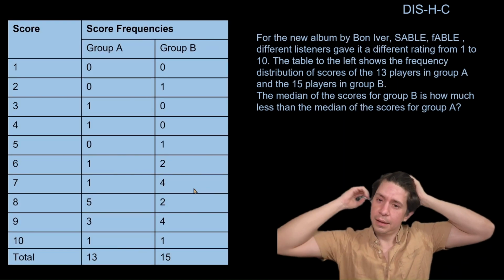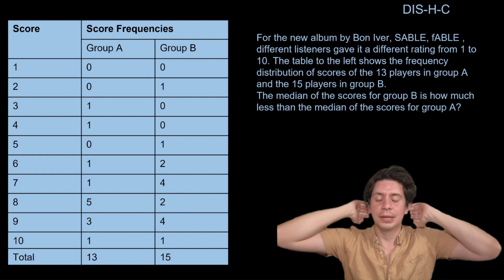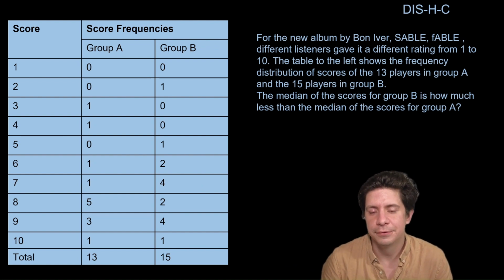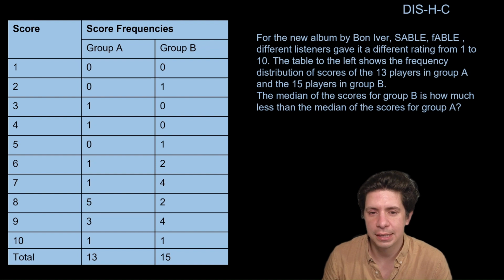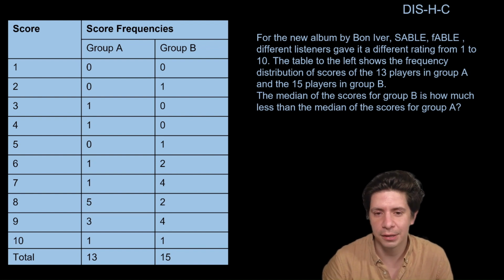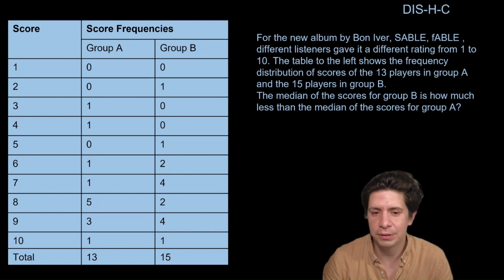Now we have distribution category C for the new album by Bon Iver, Sable Fable. Different listeners gave it a different rating from 1 to 10. The table to the left shows the frequency distribution of scores of the 13 players in Group A and the 15 players in Group B. The median of the scores for Group B is how much less than the median of the scores for Group A?